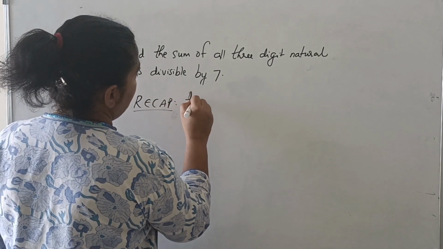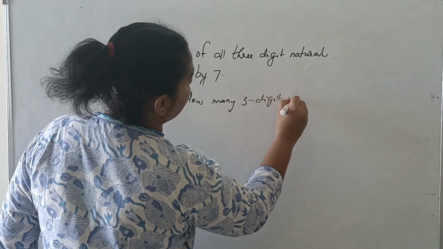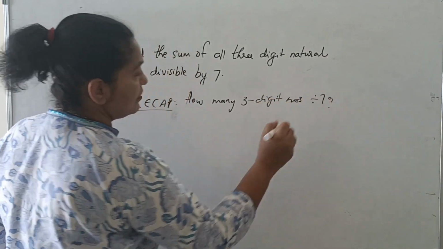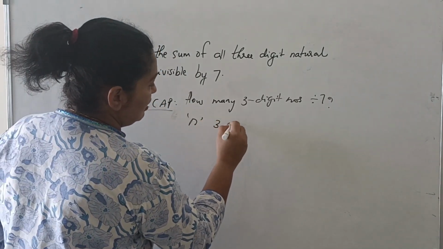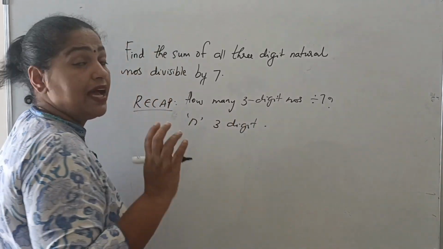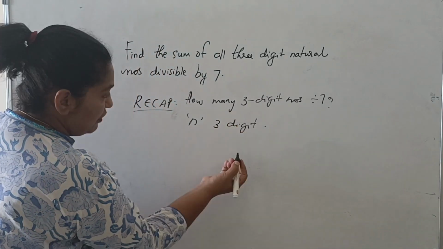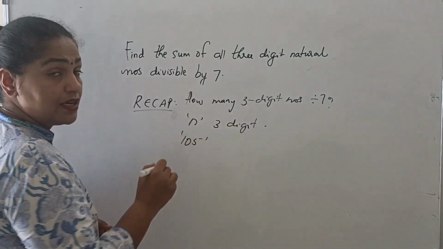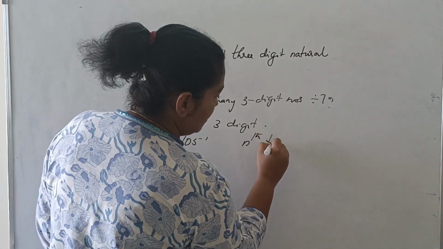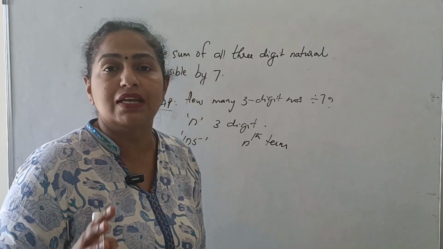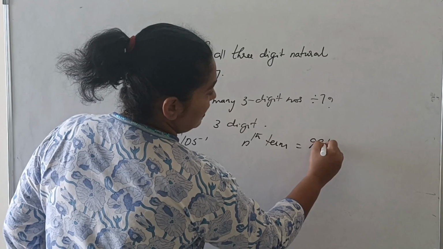How many 3-digit numbers are there which are divisible by 7? How did we find that? We assumed there are n 3-digit numbers and we had to know the first 3-digit number so that we get the value of a. So the first 3-digit number we found out to be 105. Then we wrote the formula for the nth term. Nth term means basically the last 3-digit number which was divisible by 7, and that I remember was 994.